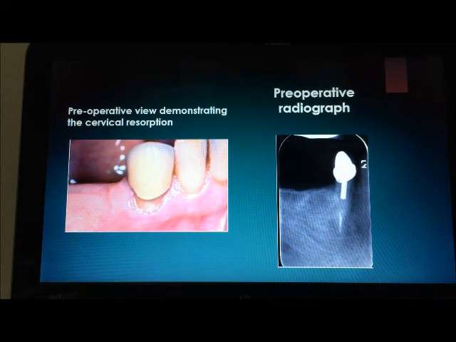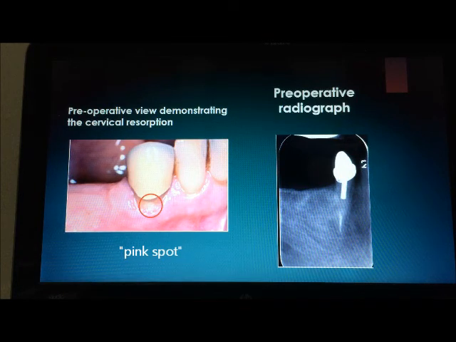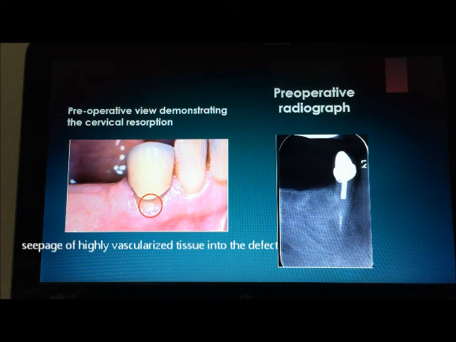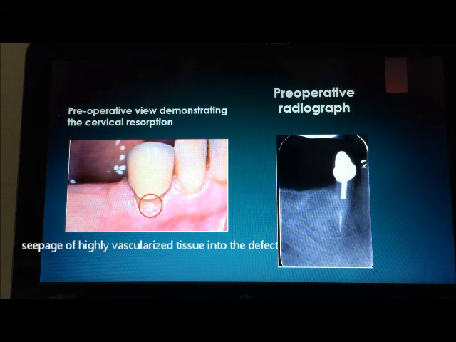These images show where the cervical resorption is located. Clinically, it is located 2 millimeters mid-buccal above the marginal gingiva and extended below the marginal gingiva. A pink spot is found right below the cervical region of the tooth as a result of the resorption of the enamel and dentin, leading to the seepage of highly vascular granulation tissue into the defect.